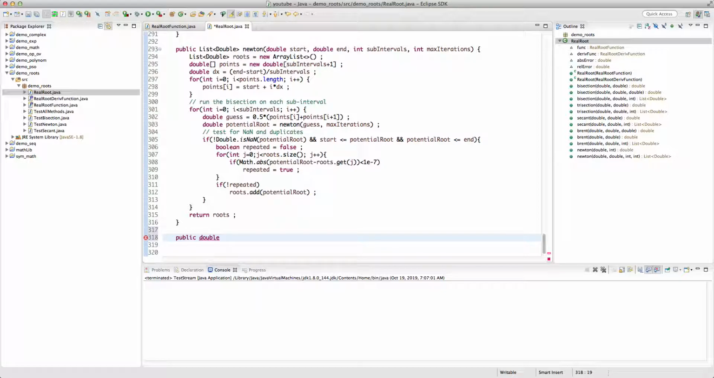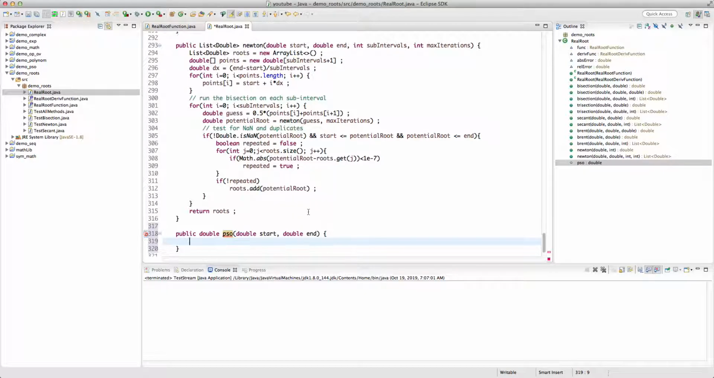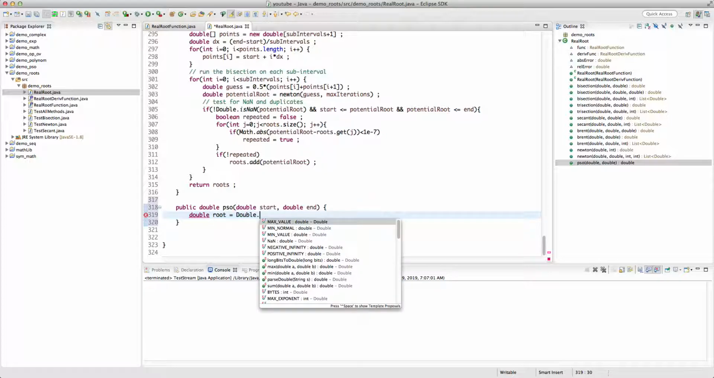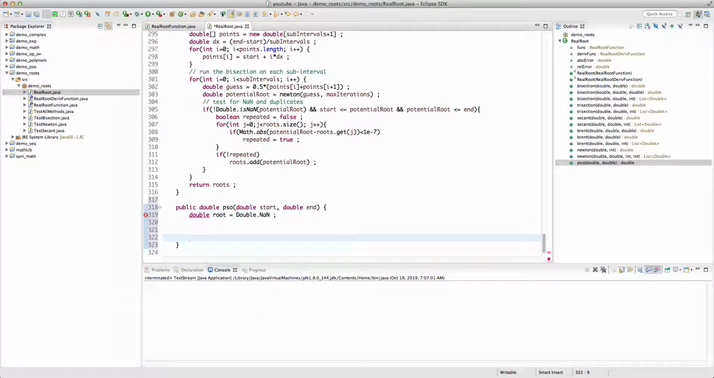Now what we're going to do is write a public double method to apply the PSO, like PSO root, just PSO, double start, double end. And here we're going to create a double root equals double.NaN, and eventually we're going to return this root, all right?